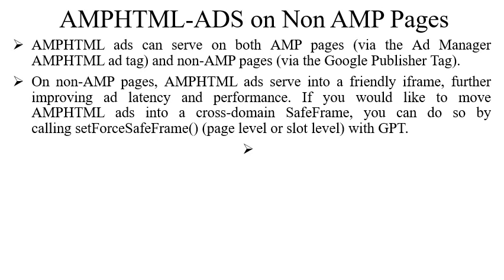If you would like to move AMP HTML ads into a cross-domain safe frame, you can do so by calling set force safe frame, page level or slot level, with GPT tags.